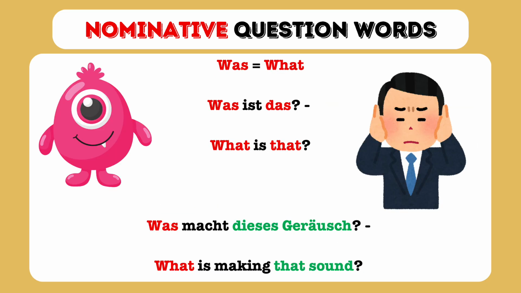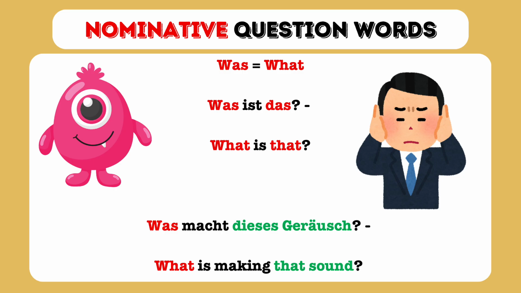Another question word that we can use in the nominative case is the question word "was." Was means what in English. "Was ist das?" What is that? This sentence uses the exact same phrasing that we did before, except this time we know we're not talking about a person because we're asking about a what, and a what cannot be a who. "Was macht dieses Geräusch?" What is making that sound?